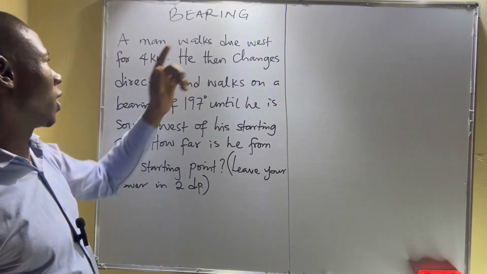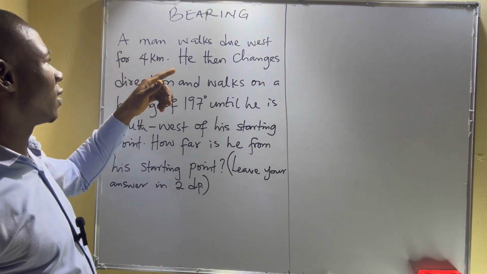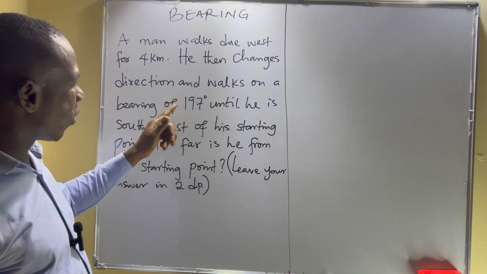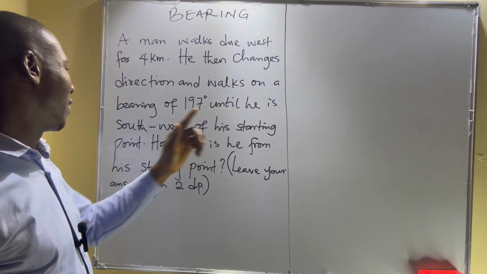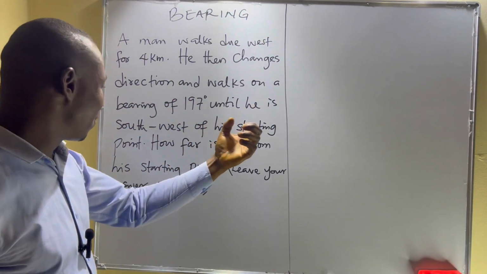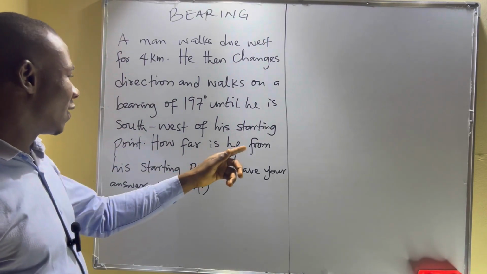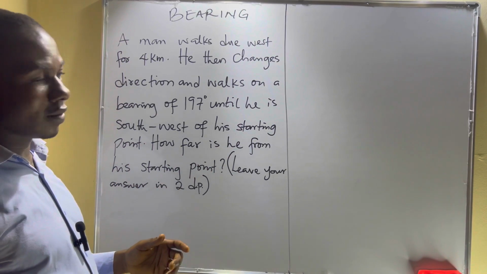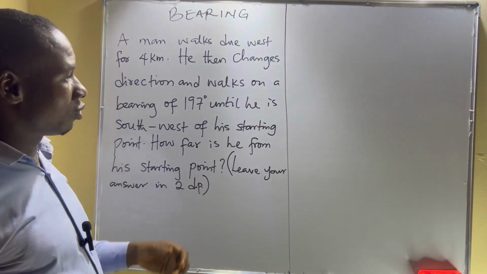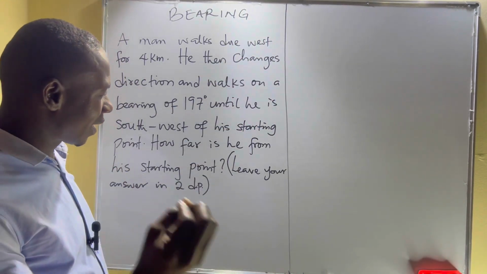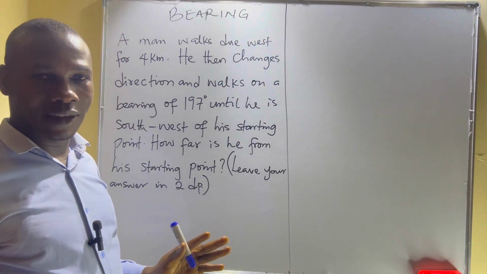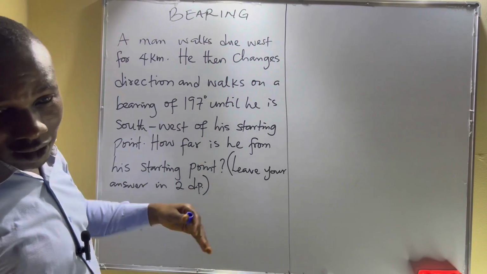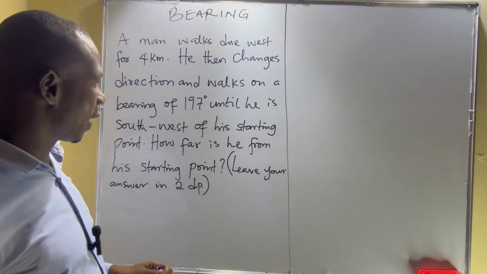A man walks due west for 4 kilometers. He then changes direction and walks on a bearing of 197 degrees until he is southwest of his starting point. How far is he from his starting point? Leave your answer in two decimal places. So what we need to do, if you get the right sketching, then every other thing is settled. Okay, so let's sketch this and see how the sketch will look.